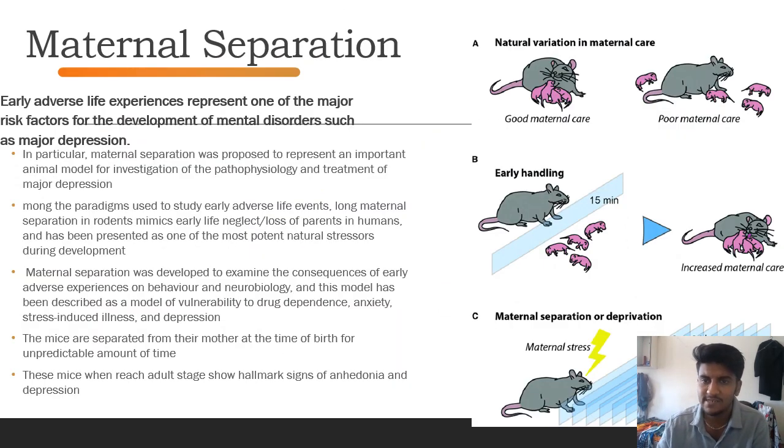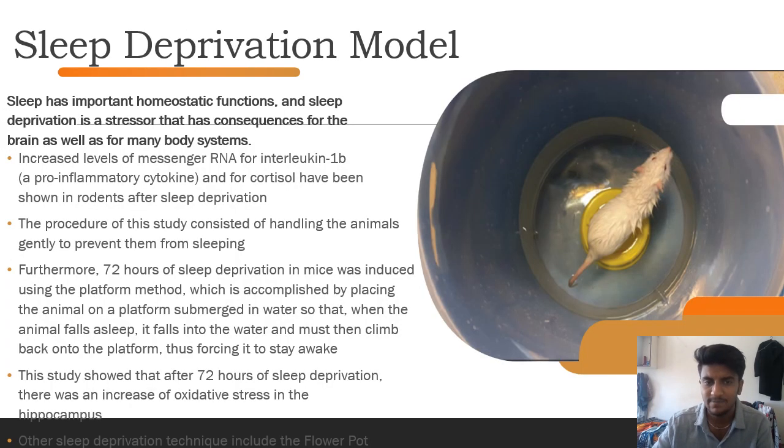Maternal separation, as I previously mentioned, there is a lot of maternal separation. A is an example of natural variation, where there's good maternal care and where there's poor maternal care. Then B is handling. There is quick handling by the mother, and in some cases there is late handling. Similarly, there is maternal separation or deprivation, and this is maternal stress. It causes a feeling of loss toward the mother, and this generates depression.